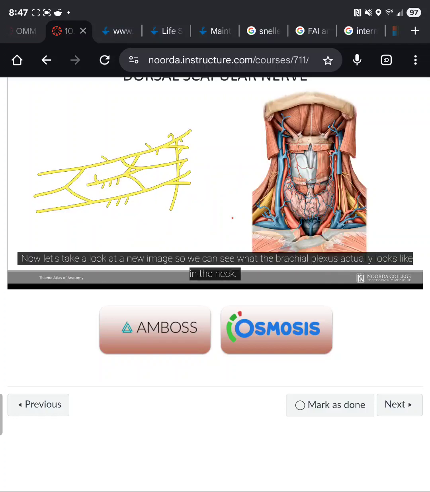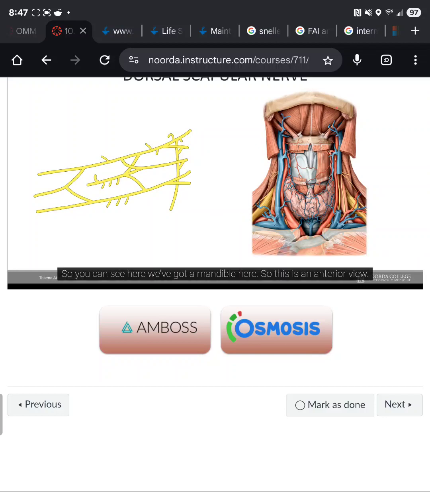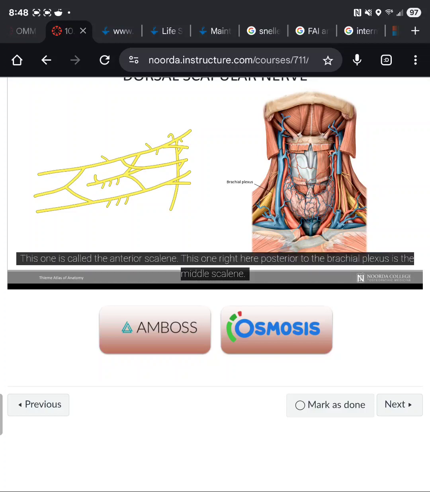Now let's take a look at a new image so we can see what the brachial plexus actually looks like in the neck. So you can see here we've got a mandible here, so this is an anterior view, and right here is where we're seeing the brachial plexus. So it's wedged between these two different muscles. So we'll label that brachial plexus here, and then these muscles, this one is called the anterior scalene. This one right here, posterior to the brachial plexus, is the middle scalene.